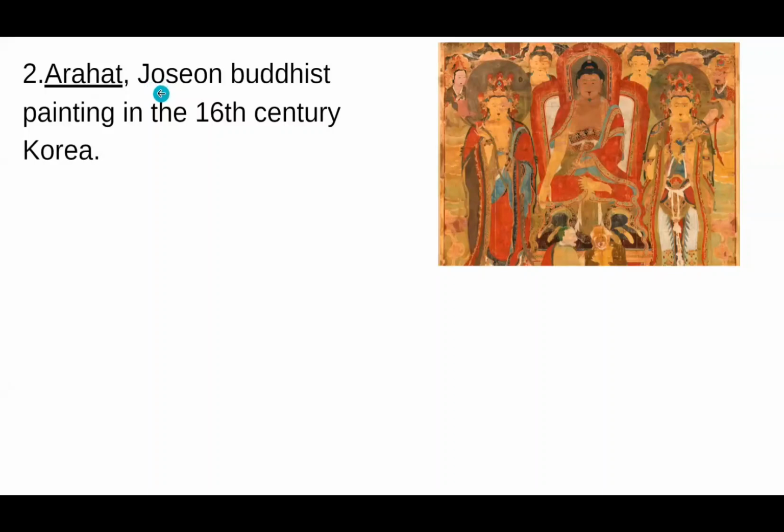Arahat, Joseon Buddhist painting in the 16th century. The term arahat, or Korean nahan, Chinese luohan, refers to enlightened beings in the Buddhist tradition. Celadon statues of Buddhist figures have been found in Gaeseong, the capital of the Goryeo dynasty, and at an ancient temple site in southwestern Korea. This is the painting, or what we call the arahat. This is the Joseon Buddhist painting from the 16th century in Korea.